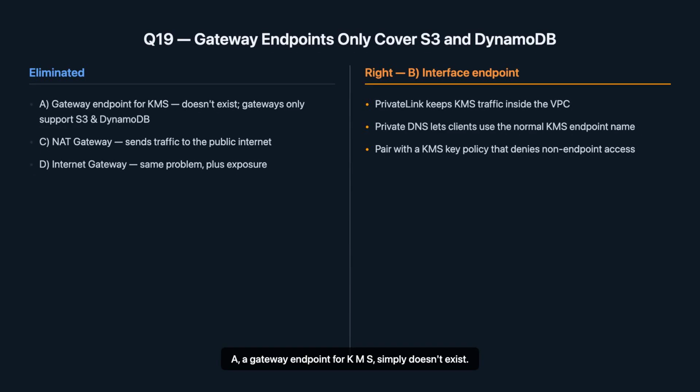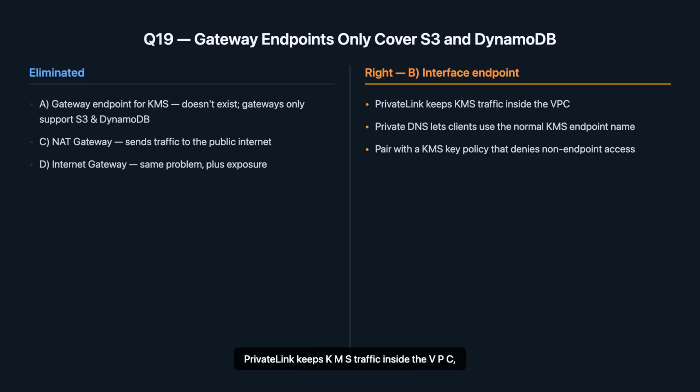A gateway endpoint for KMS simply doesn't exist. Gateway endpoints only support S3 and DynamoDB. That's the rule worth memorizing. Gateway covers exactly two services. C, a NAT gateway sends traffic out to the public internet. D, an internet gateway has the same problem plus added exposure. That leaves B, an interface VPC endpoint for KMS with private DNS enabled.